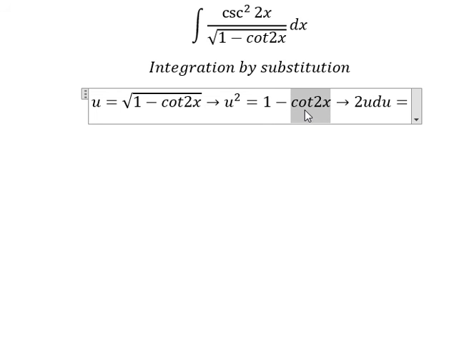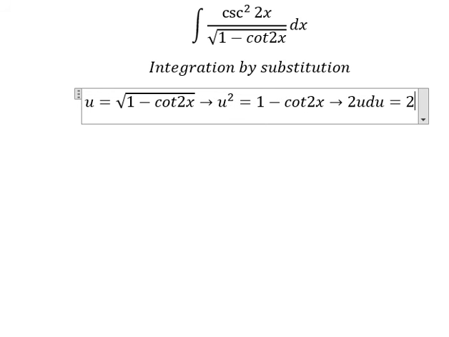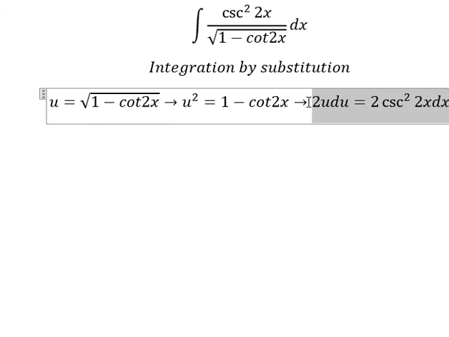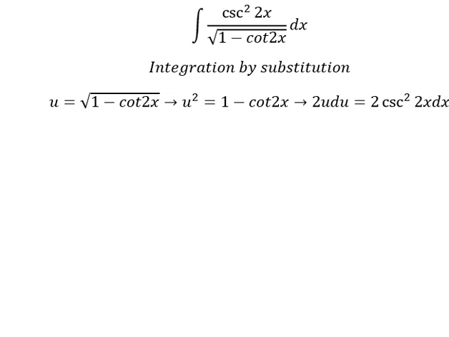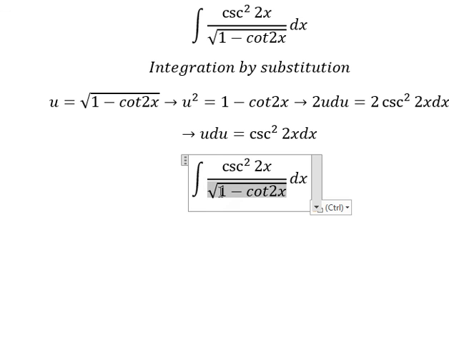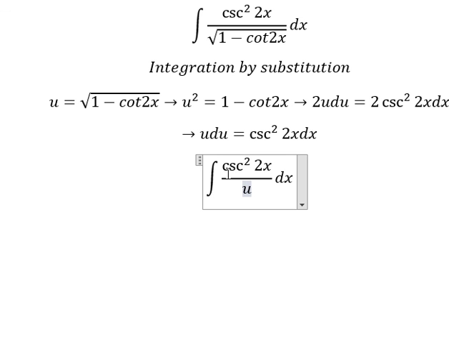This one we have negative 2 cosecant of 2s squared, negative with negative in here, you get positive. Next, we divide both sides by 2. So this one we change to u. This one with the s we change to u du.